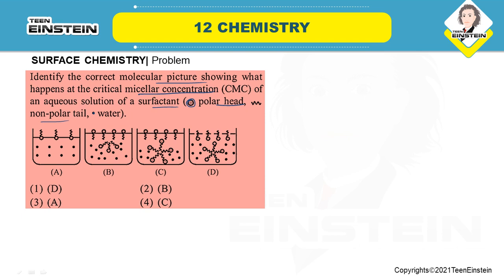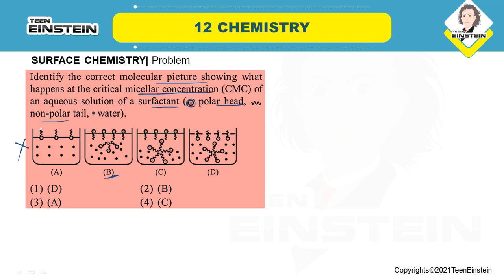So if you consider picture 1, there is no micelle, right? So this cannot be the picture to show what is happening at CMC. In picture B also, and in the first picture there is another thing that you can notice, that this tail part remains in this way.